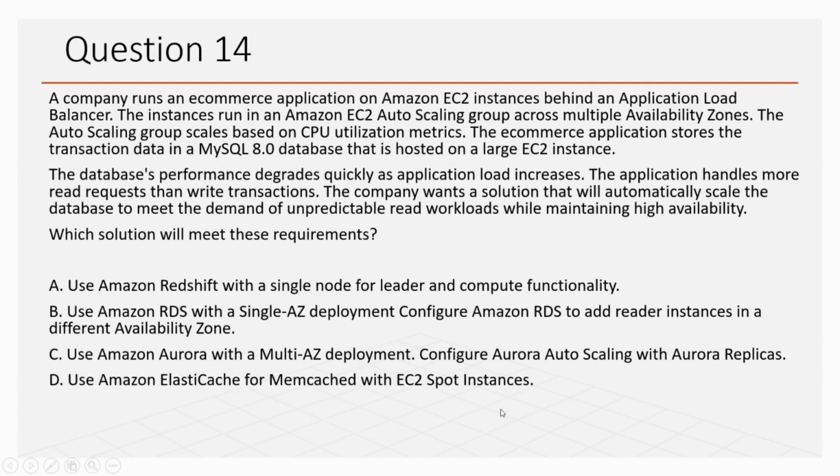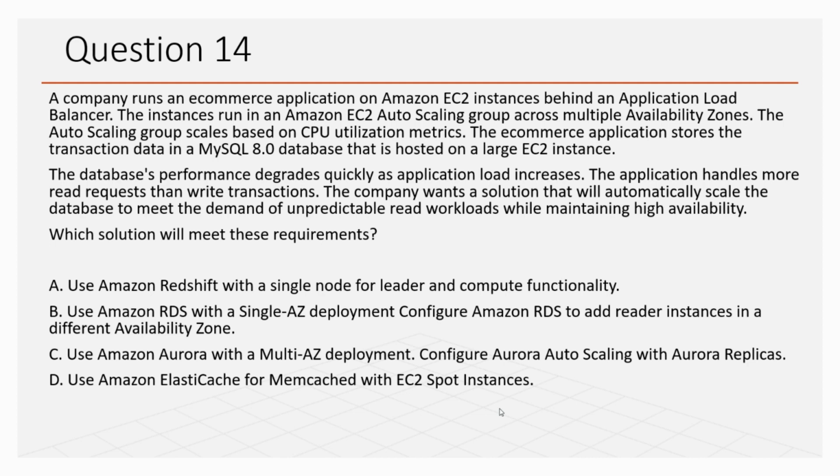Question number 14. A company runs an e-commerce application on Amazon EC2 instances behind an Application Load Balancer. The instances run in an Amazon EC2 Auto Scaling group across multiple Availability Zones. The Auto Scaling group scales based on CPU utilization metrics. The e-commerce application stores the transaction data in a MySQL 8 database that is hosted on a large EC2 instance. The database's performance degrades quickly as application load increases. The application handles more read requests than write transactions. The company wants a solution that will automatically scale the database to meet the demand of unpredictable read workloads while maintaining high availability. Which solution will meet these requirements?